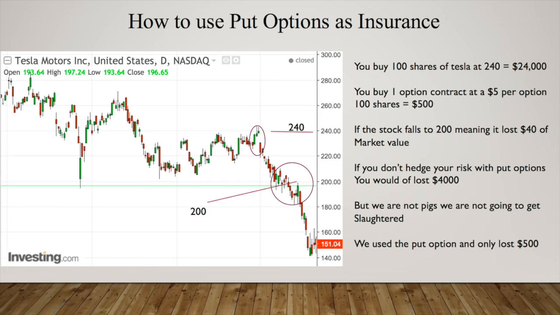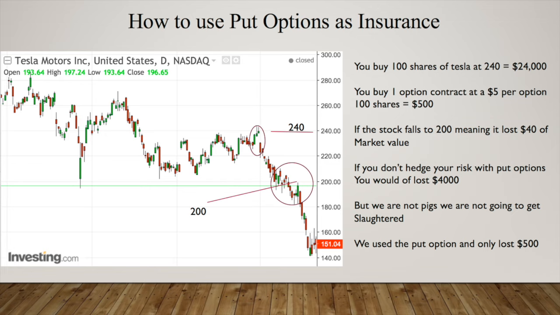Now, we pay $5 as a premium per option. Sorry, not per option contract, per option. So 100 shares times $5 equals $500. So right now we just paid $500 for insurance to hedge our risk if something were to happen.